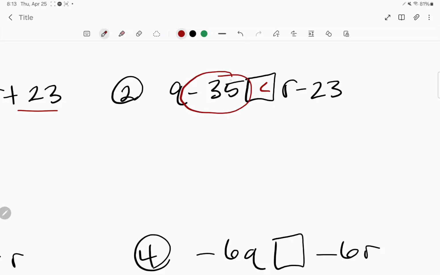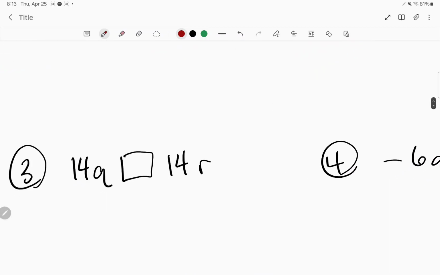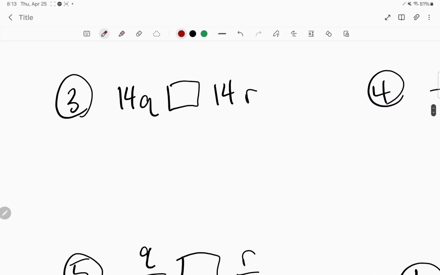So it's not the same amount, but because this is a bigger negative, it's not going to change anything. The left side is still going to be smaller than the right. And then on number 3, you notice you're multiplying both sides by the same thing, so it's going to keep it true. This side is still going to be less than the right side every single time.